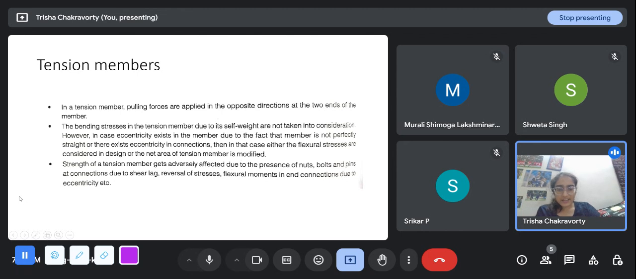Strength of a tension member gets adversely affected due to the presence of nuts, bolts, and pins at connections, due to shear lag, reversal of stresses, fractional moment in end connection due to eccentricity, etc.